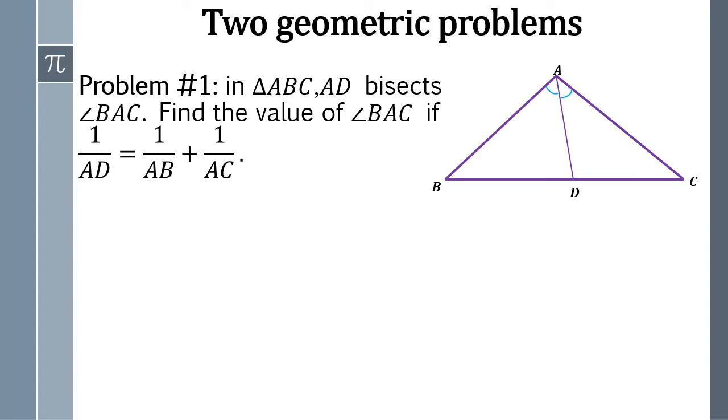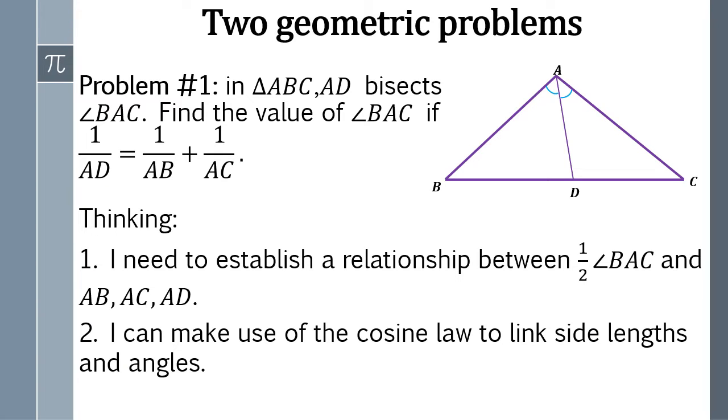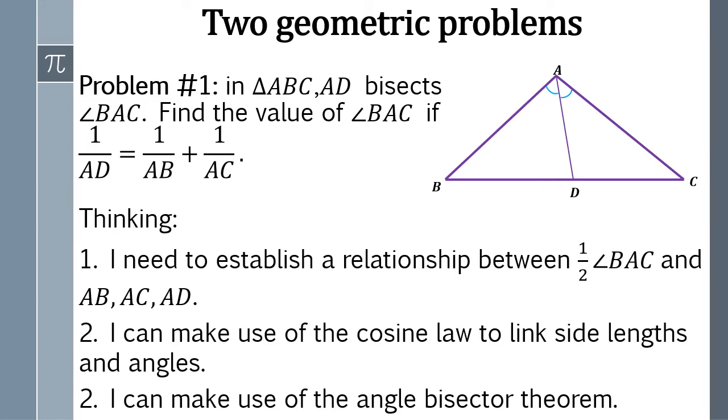My thinking for this problem includes, first of all, I need to establish a relationship between the angle BAC and AB, AC, and AD. Second, I know there is the cosine law to link side lengths and angles, which I can apply. And third, I know AD is an angle bisector, and there is the angle bisector theorem that I can make use of.